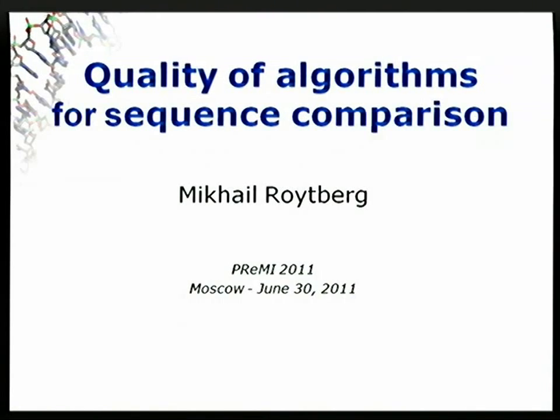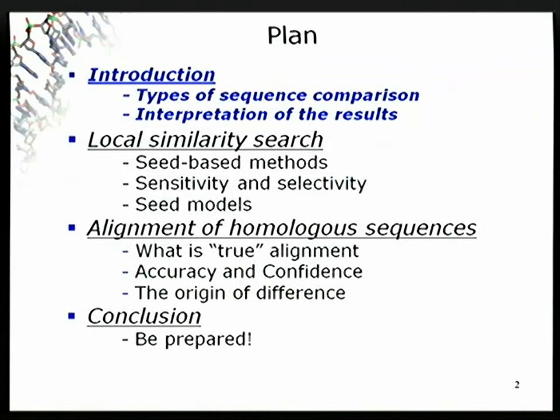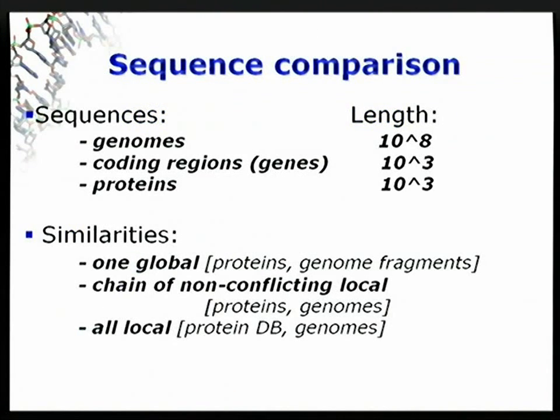My talk will be a review talk on the algorithms of sequence comparison, and mainly I will speak about the comparison of biological sequences. This is the plan of the presentation, and I will start with a brief description of the data and the problems. In biology, we work with several kinds of data. It may be DNA with lengths of millions and billions, and parts of genomes, and proteins, which are much shorter, with lengths of thousands.